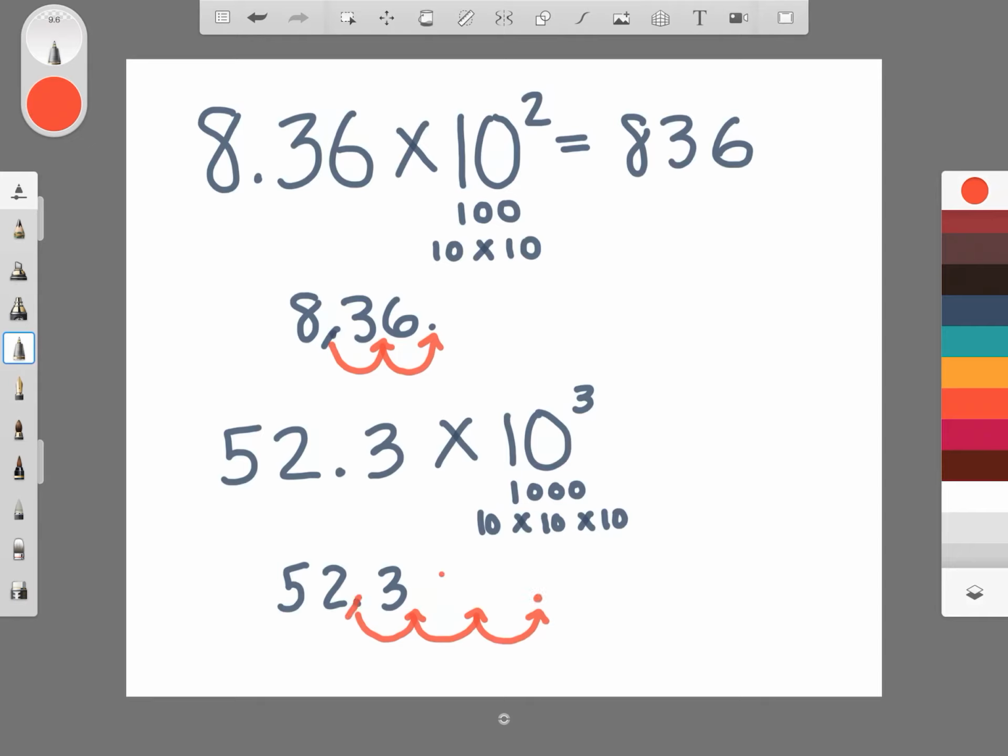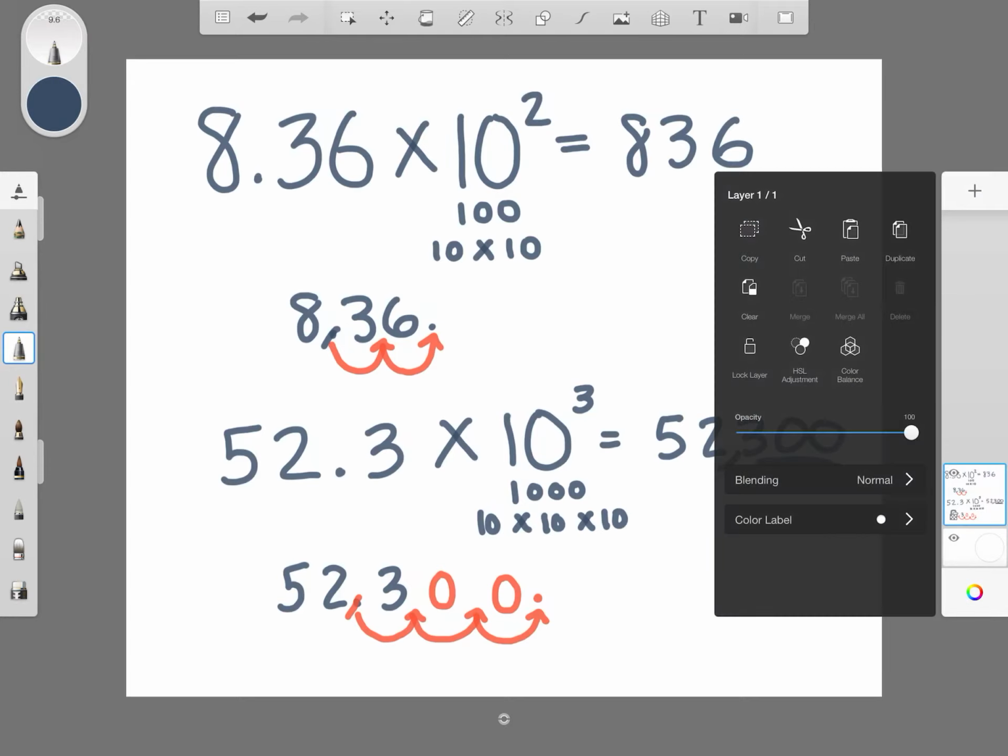It's not here anymore. Now it is here on the end. We're going to fill that in with zeros. And the product then is 5, 2, 3, 0, 0. Put our comma in here. And our number is 52,300. The product is. And that's how you multiply by powers of 10. Now let's take a look at how you divide by powers of 10.